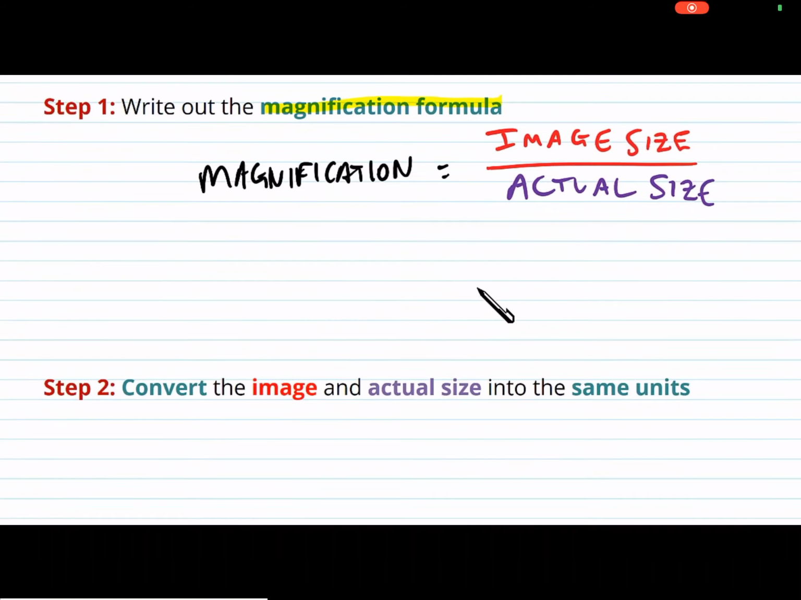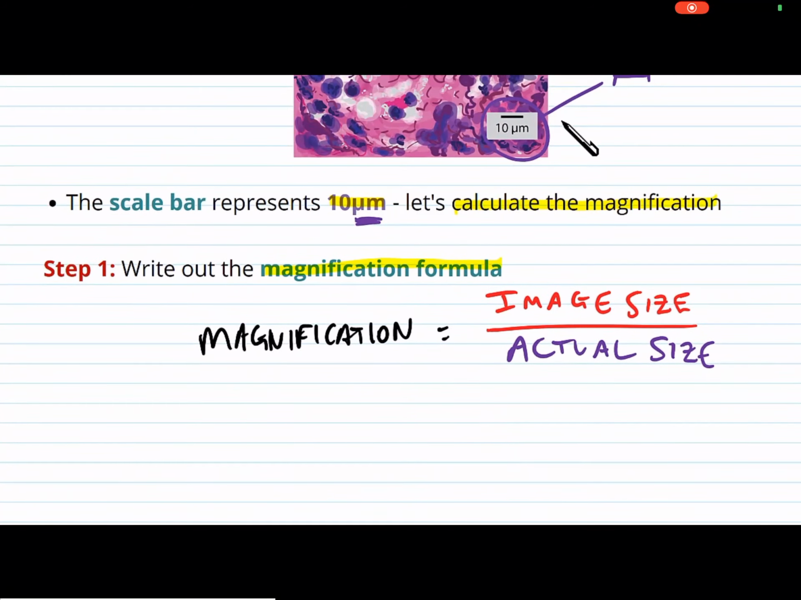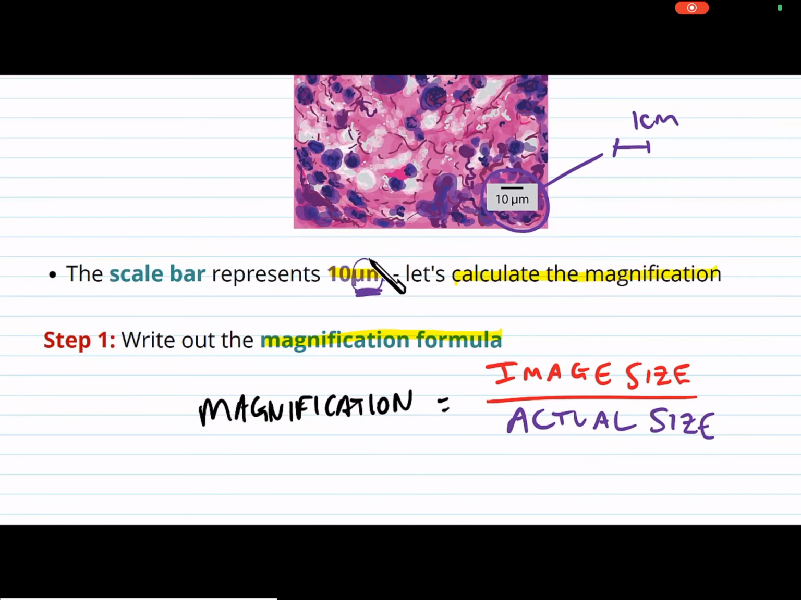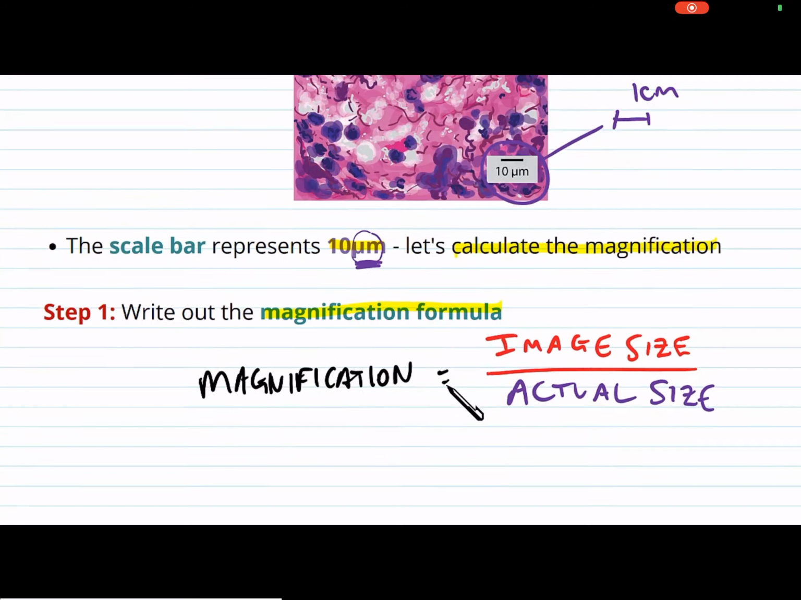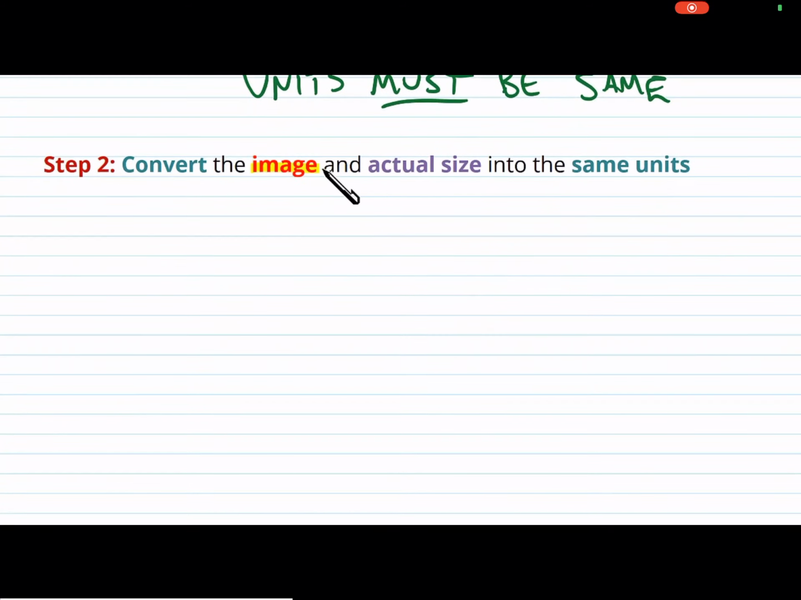But the trouble is, in this case, the units of the image are different from that of the actual object. We've got micrometers on one side of it and centimeters on the other. Before we can do this equation, you must convert the units to be the same. So the units must be the same. So you need to convert one of them to the other, or the other to the other. So first of all, we need to convert the image and the actual size into the same units. So let's tackle them each individually.